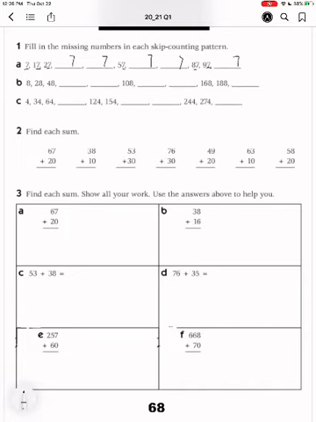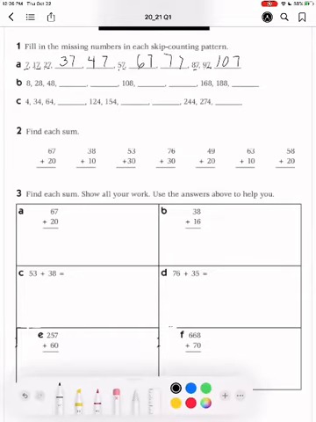Okay, so now I have to ask myself, what's happening in the tens place? 0, 1, 2, 8, 9. It appears that it's just counting by 1, so I'm going to do that. 0, 1, 2, 3, 4, 5, 6, 7, 8, 9, 10. All right, that filled it all in. All right, let's look at the next one.